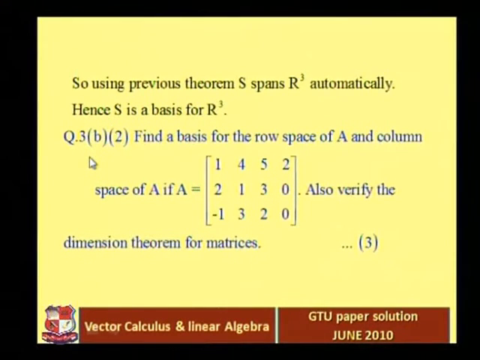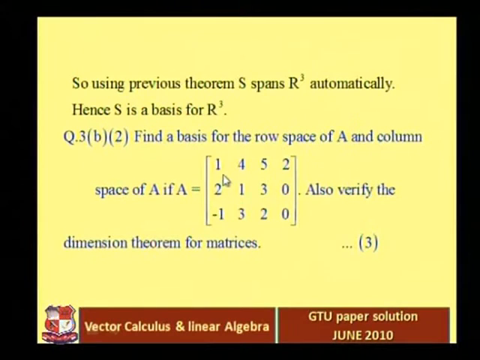Next question, question number 3b, second part. Find the basis for the row space of A and the column space of A for this matrix, and also verify the dimension theorem for matrices. What is the matrix? The first row is 1 4 5 2, the second row is 2 1 3 0, and the third row is minus 1 3 2 0.